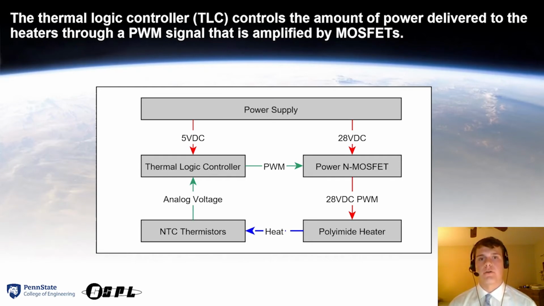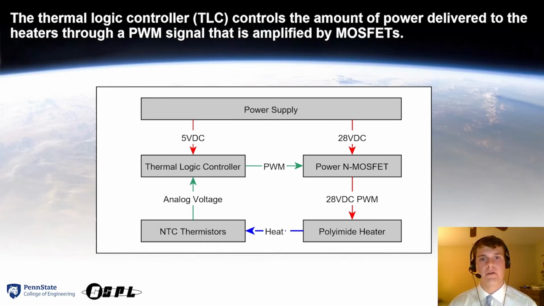thermal logic controller, to determine the amount of heat that is delivered through the heaters. The thermal logic controller is a smaller powered device, so it doesn't have enough power to drive the heaters alone. Instead, we amplify the PWM signal from the thermal logic controller through N MOSFETs, which amplify the signal up to 28 volts, which is enough to power the heaters.